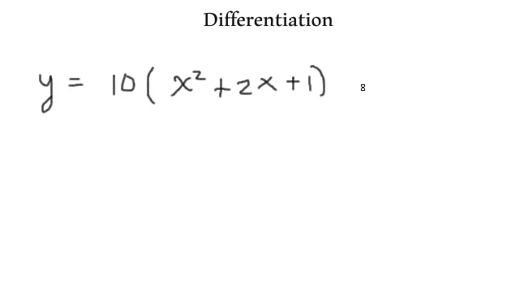Alright, let's see. We have y is equal to 10. Let's see, and in parentheses I'm going to have x squared plus 2x plus 1, close parentheses, raised to the 4th. Okay, so we take the 4, bring it out front, and 4 times 10 is 40. Rewrite everything in parentheses.